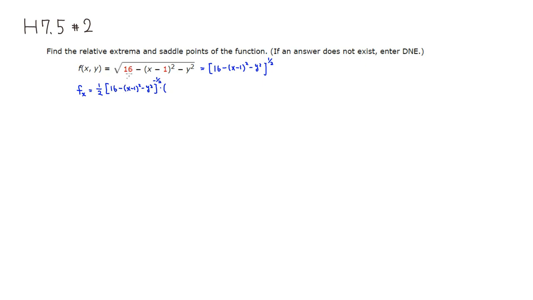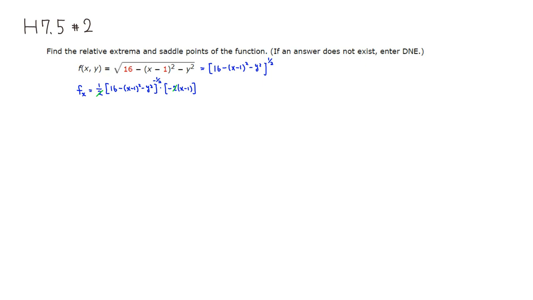So that's going to be negative, and I have to have a bracket here again. It's going to be a negative 2 times x minus 1. So we got that. Then we can cancel the 2 on the bottom and the 2 on top.